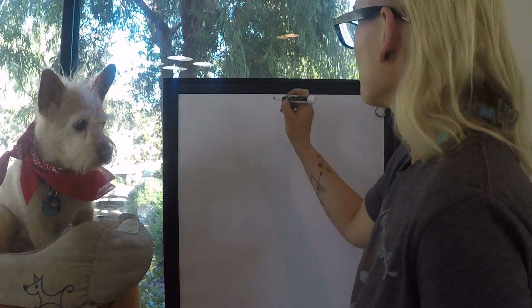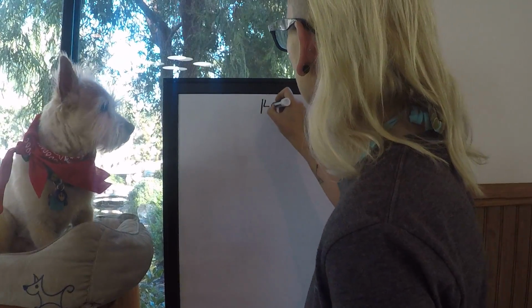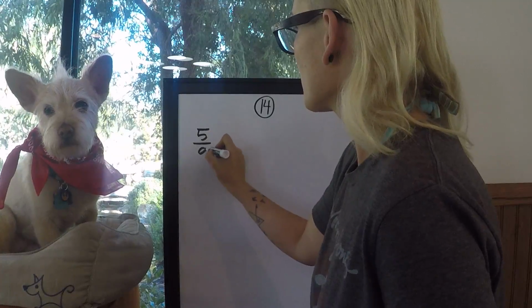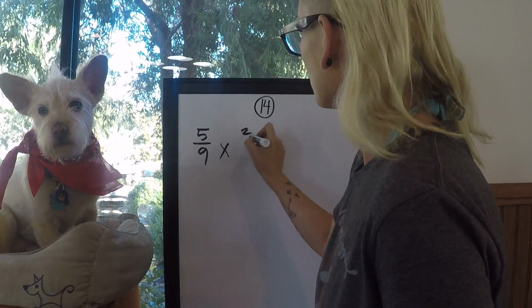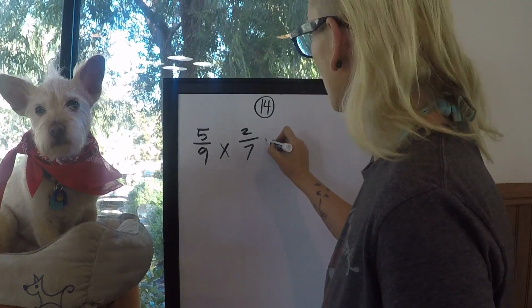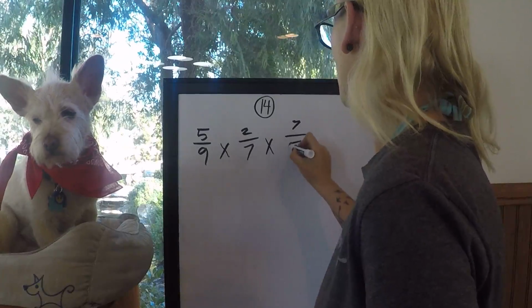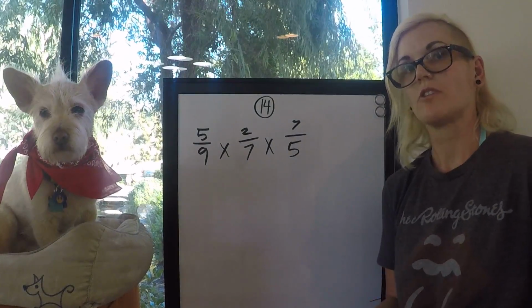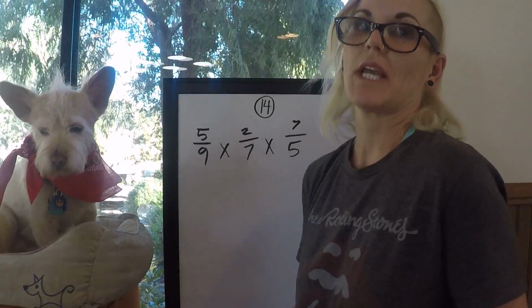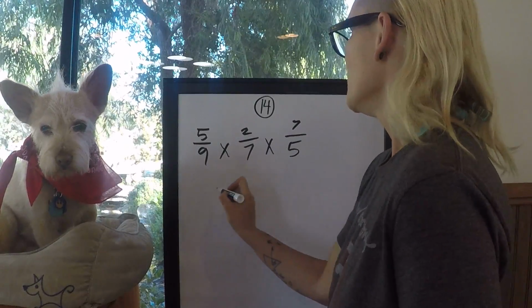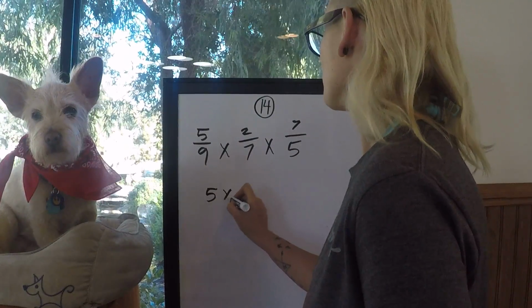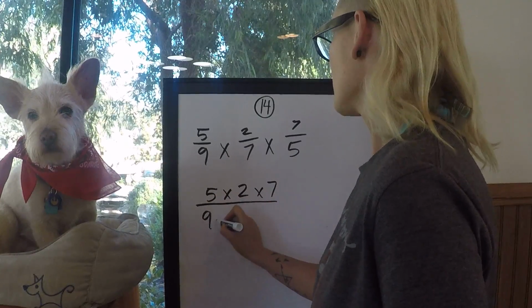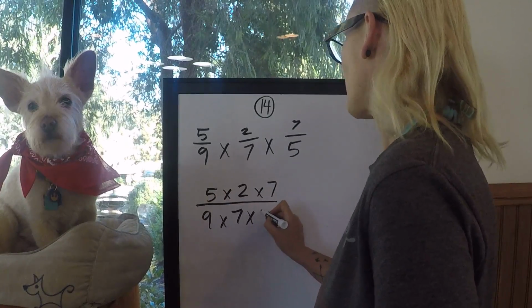All right, number 14. So number 14, now we have 3 fractions. 5 over 9 times 2 over 7 times 7 over 5. And here's where I think, especially when you have more than 2 fractions that you're multiplying, writing it as one big happy family is really helpful. So I've got 5 times 2 times 7 over 9 times 7 times 5.